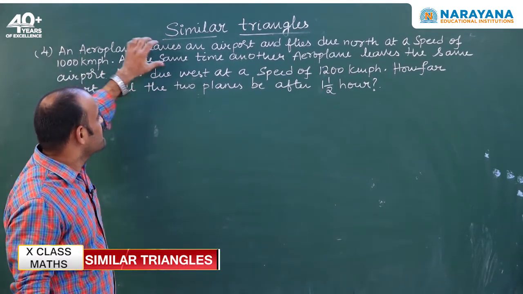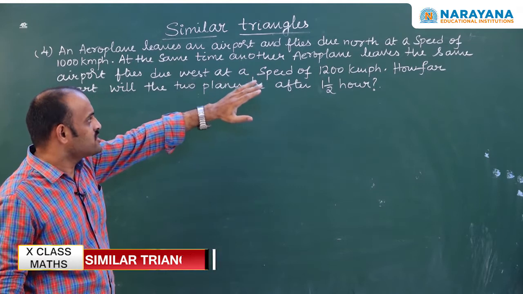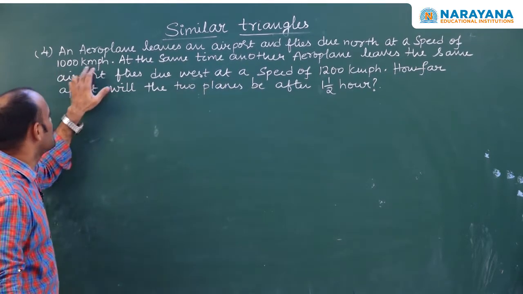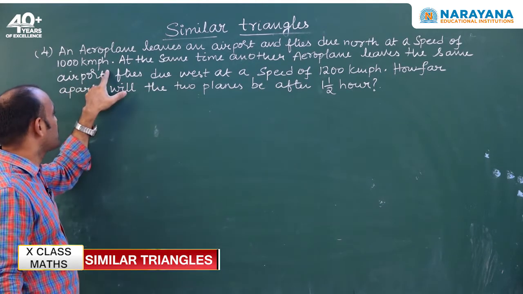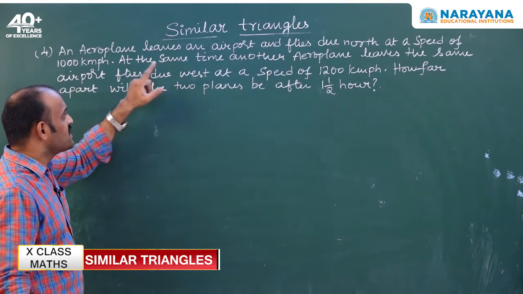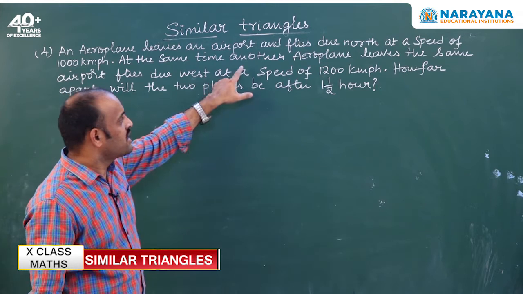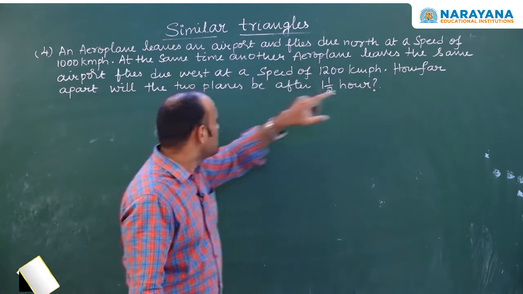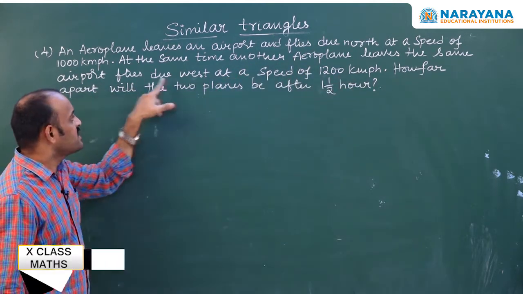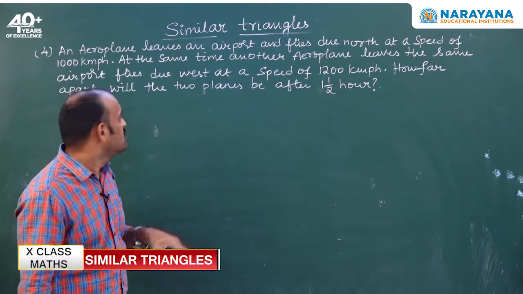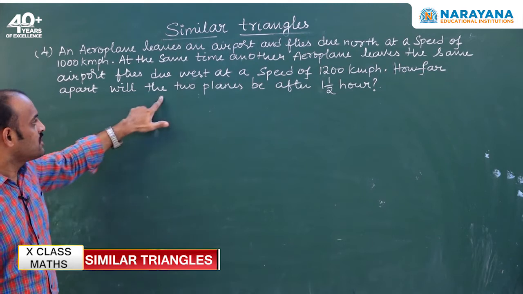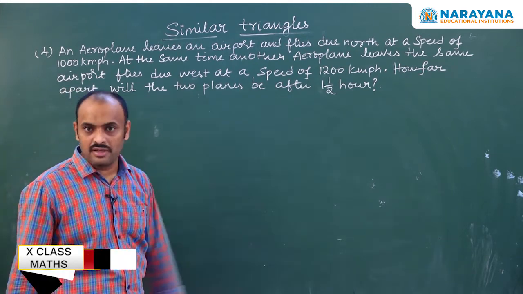An aeroplane leaves an airport and flies due north at a speed of 1000 km per hour. So an aeroplane is going at a speed of 1000 km per hour in the north direction. At the same time, another aeroplane leaves the same airport and flies due west at a speed of 1200 km per hour. So, how far apart will the two planes be after 1.5 hours?